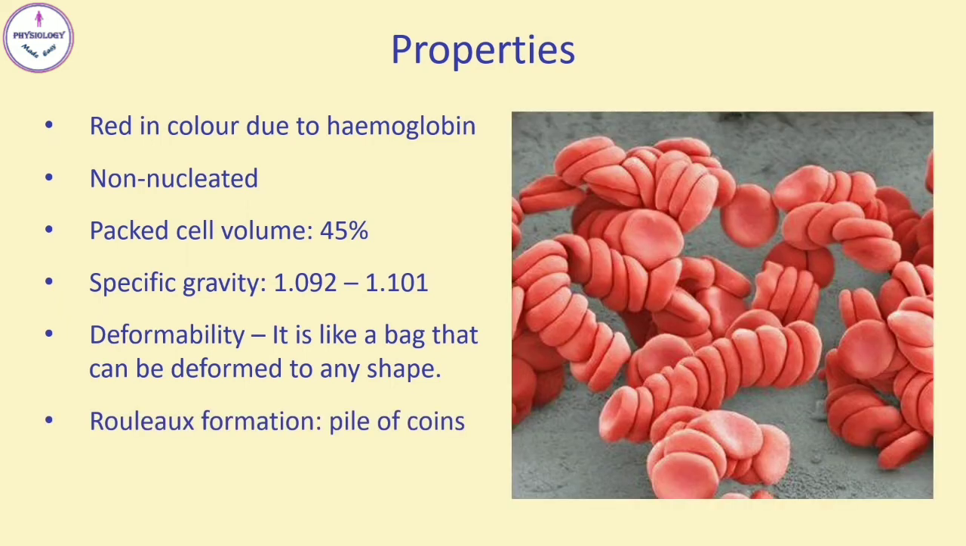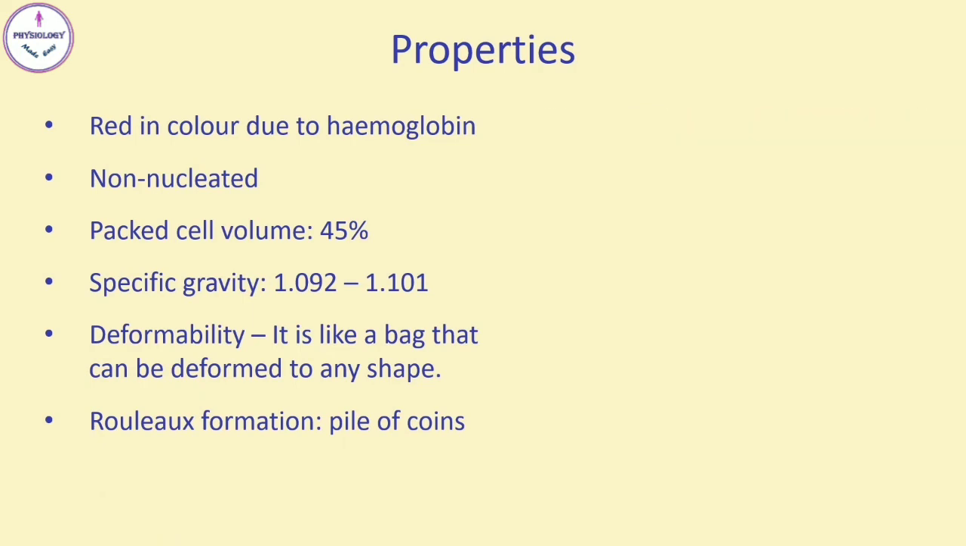Next is Rouleaux formation. When blood is taken out of a blood vessel, RBCs pile up one above another like a pile of coins. This property of RBCs is called Rouleaux formation. It is accelerated by the presence of globulin and fibrinogen. Next is suspension stability. It is the property of the RBCs to remain uniformly suspended throughout the blood during circulation.